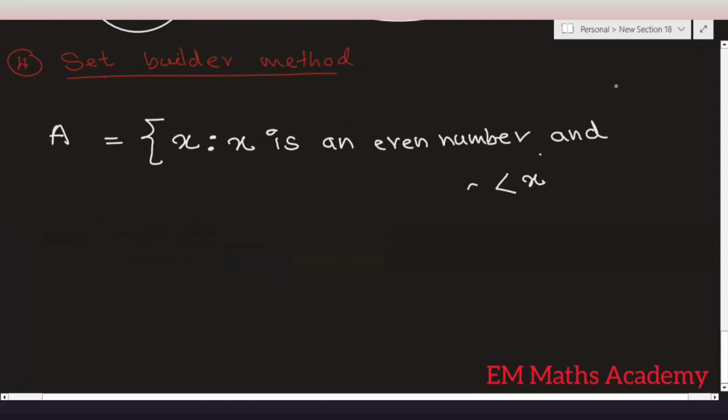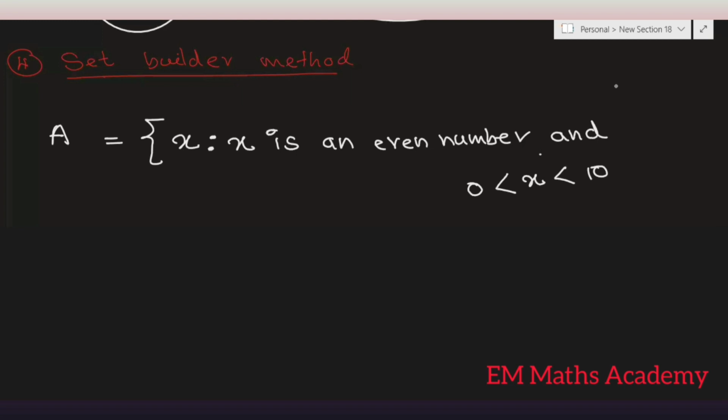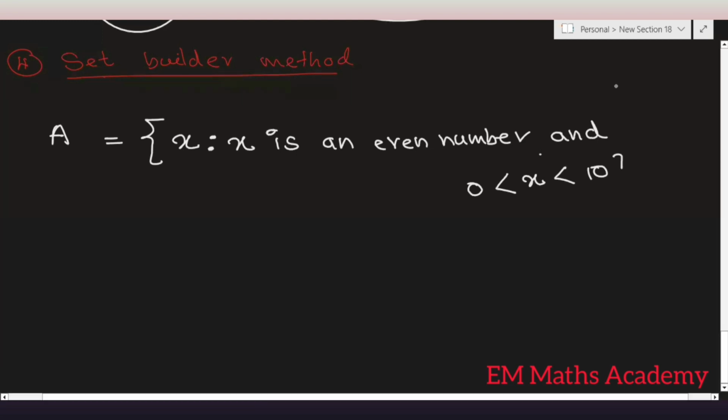x which is greater than 0. Here we don't put the equal sign because 0 is not included. Less than 10. Also, we do not include the equal sign because 10 is not included in the set as an element. This is the limit.